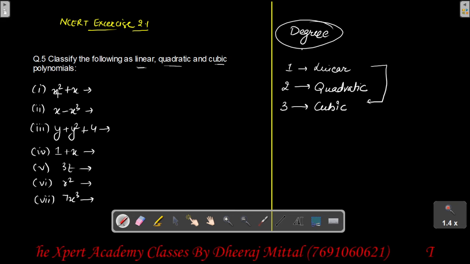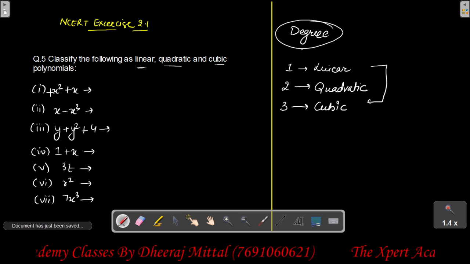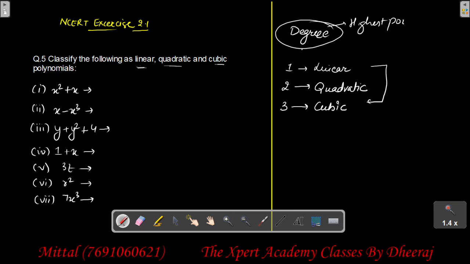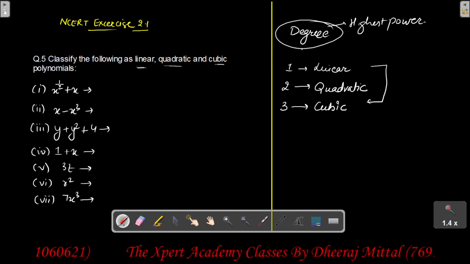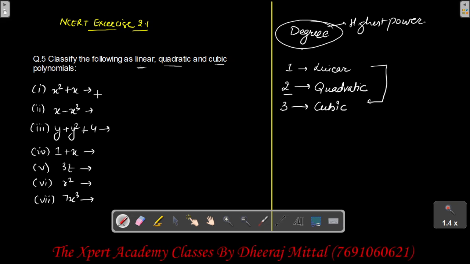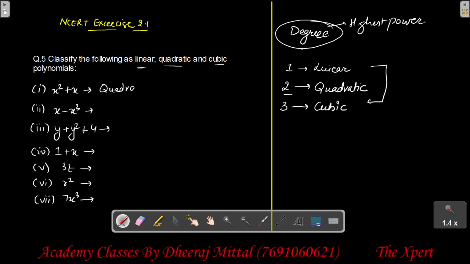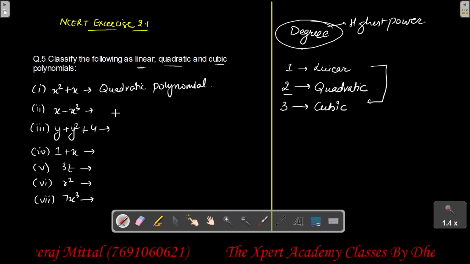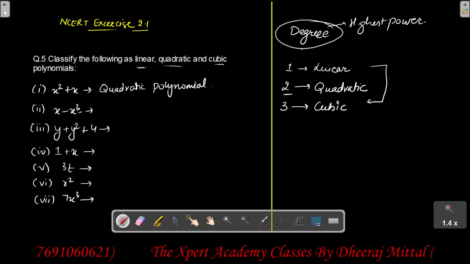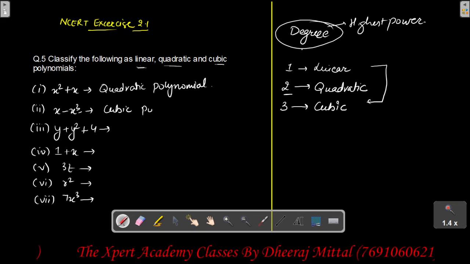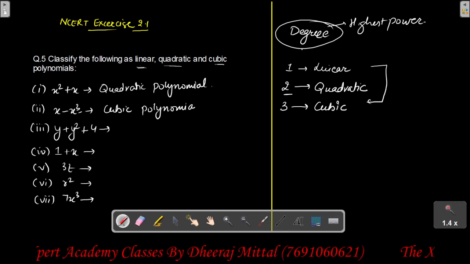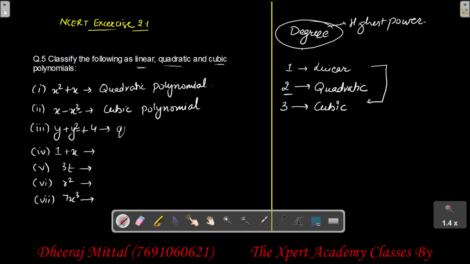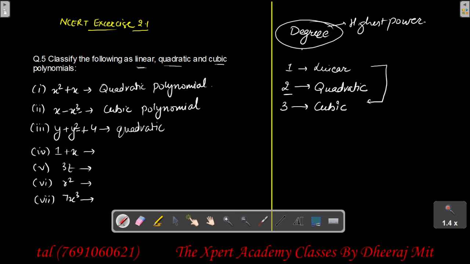So we see the degrees. Here the degree will be 2. Degree is the highest power of the variable. So here it is 2, so the polynomial is a quadratic polynomial. Here the degree is 3, so it is a cubic polynomial. Here the highest power is 2, so it is a quadratic polynomial.